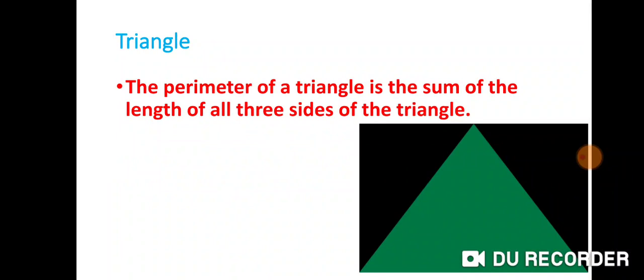The second one, the triangle. The perimeter of a triangle is the sum of the length of all the three sides of a triangle. So students, we are all aware that the triangle has three sides, right? So when we add the sum of the numbers of all the three sides of the triangle, we get the perimeter of that triangle.